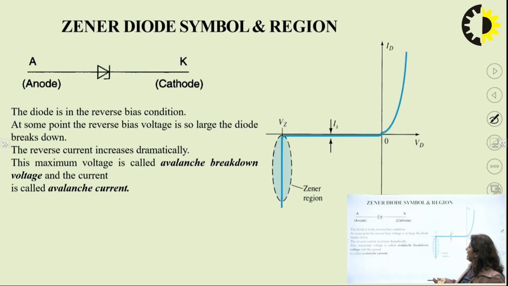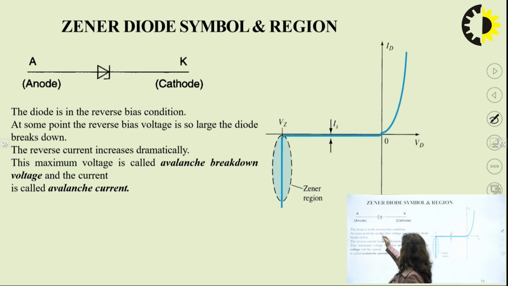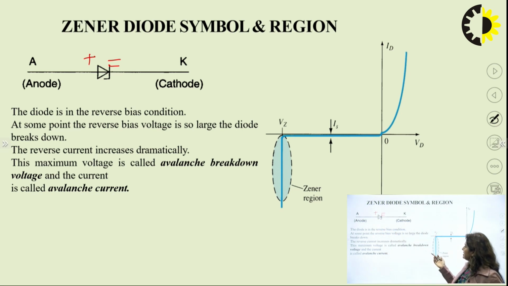So what is the Zener diode symbol? We have discussed that this is the positive part of the Zener diode and this is the negative part of this Zener diode. This is a Z shape symbol, and the positive is the same as the PN junction diode. This is the anode and this is the cathode.